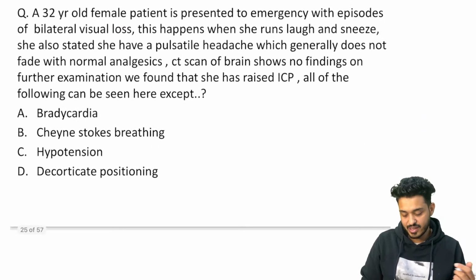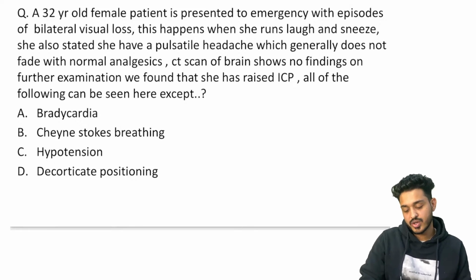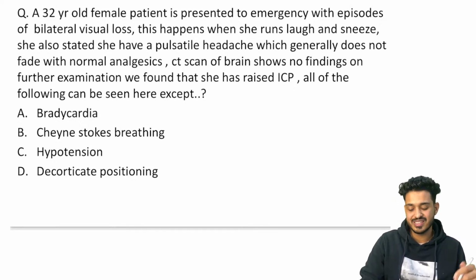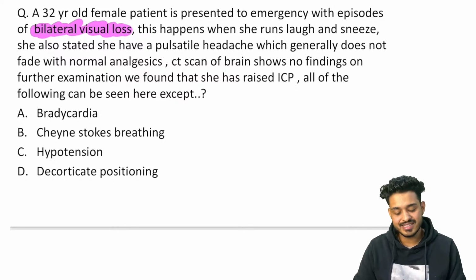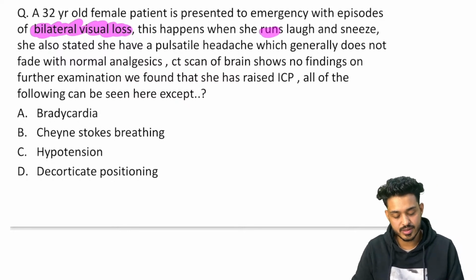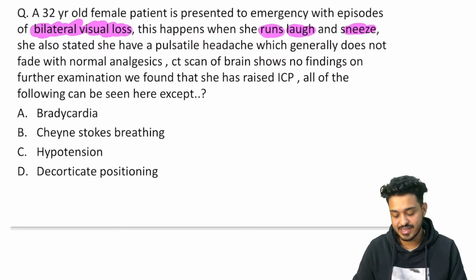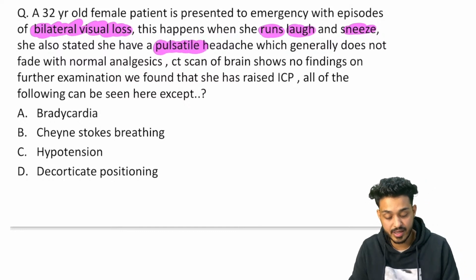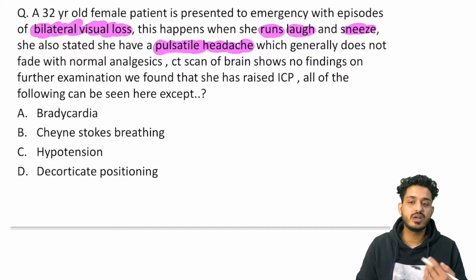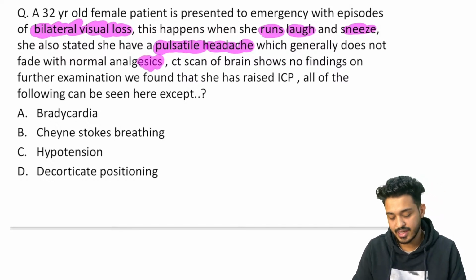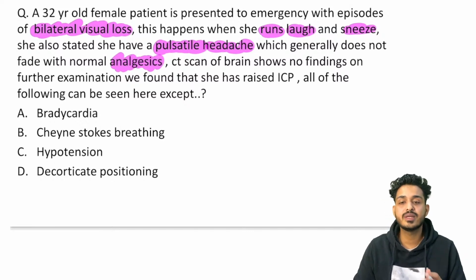Next question we are having in front of us. A 32-year-old female patient is presented to emergency with episodes of bilateral visual loss. Now she is having vision loss. When does this happen? When she runs, laughs, and sneezes. She also stated that she is having a pulsatile type of headache, which generally does not fade away with normal analgesics. It does not get better with analgesics, and this is a very important clue.